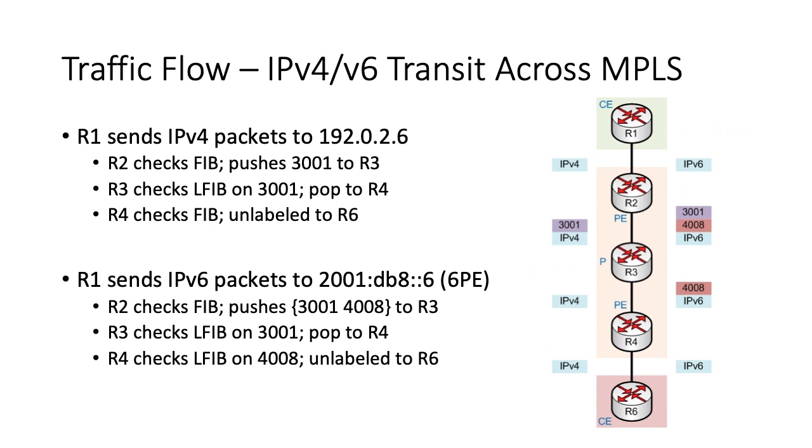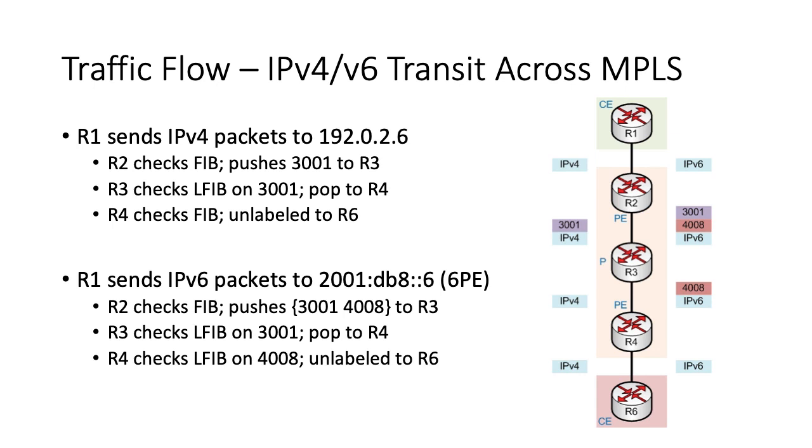Our focus for the next few videos will be on the PEs rather than the core routers. Let's briefly discuss how global table IPv4 and IPv6 packets transit the network. Let's assume R4 is the egress PE for traffic flowing from R1 to R6, and that Label Distribution Protocol, or LDP, is enabled on all IS-IS links.